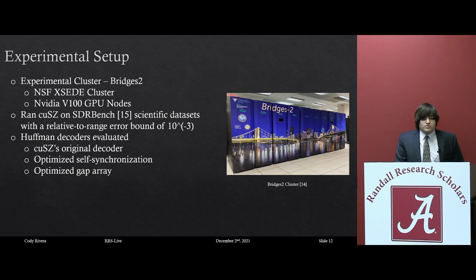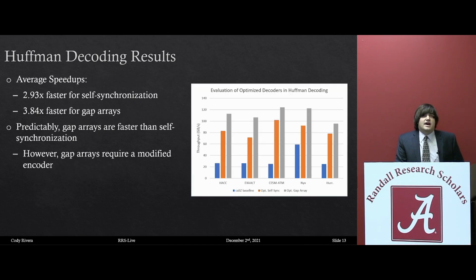And for this, we used an experimental cluster called Bridges 2, which is part of the National Science Foundation's XSEDE project. On this cluster, we used NVIDIA V100 GPUs, and we evaluated our decoder on several representative scientific data sets from 1 to 4 dimensions, and we evaluated both QSZ's original decoder as well as both optimized decoders that we found from the literature. As for the Huffman decoding itself, we have found that on the datasets that we have evaluated, both decoders perform relatively well.